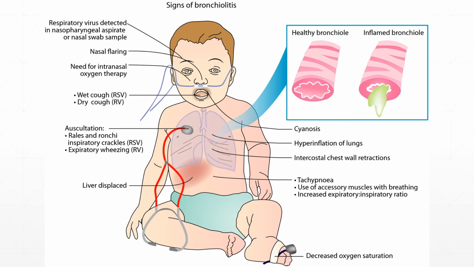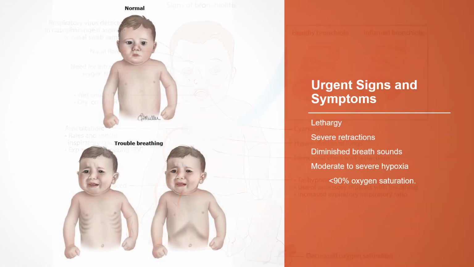Progression to a lower airway infection will manifest as bronchiolitis and pneumonia and presents with mild to moderate retractions, tachypnea, diffuse wheezing, diffuse crackles, mild hypoxia, chest pain, and nasal flaring. Immediate transport is indicated if the patient presents with lethargy, severe retractions, diminished breath sounds, or severe hypoxia less than or equal to 90% oxygen saturation.